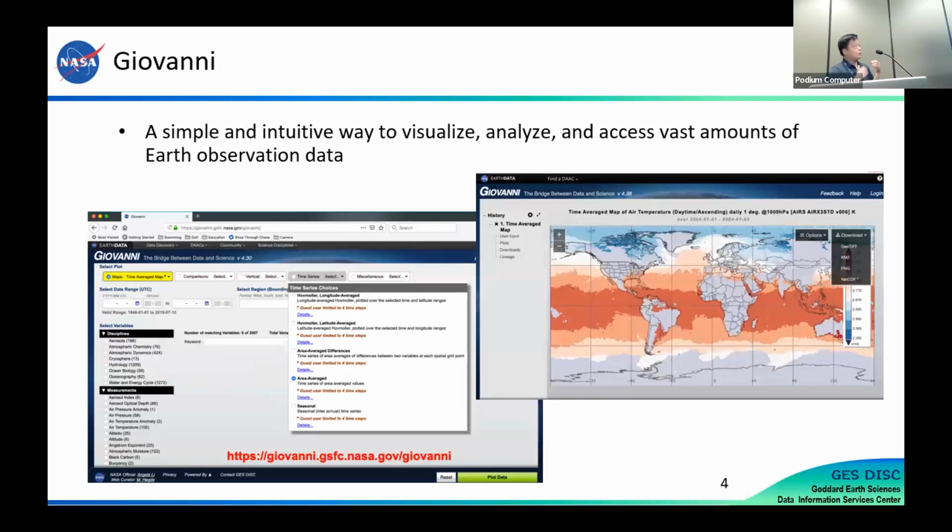Giovanni offers a user-friendly interface that enables users to access and analyze various types of Earth science data, including satellite observations, model outputs, and ground-based measurements. One of the key advantages of using Giovanni is the ability to transform the data into GIS-friendly formats, such as GeoTIFF. This capability allows GIS users to directly incorporate the data into their GIS workflows and conduct further spatial analysis.